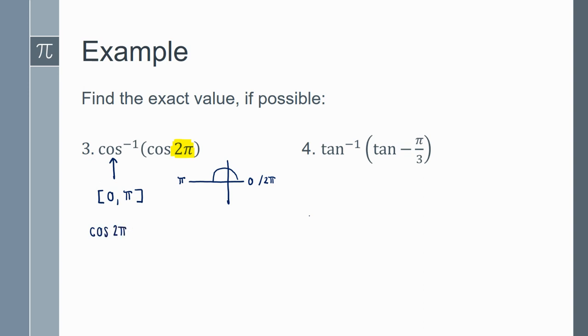I need to figure out what is the cosine of 2 pi. Well, if you think about your picture, though, 2 pi is a quadrantal angle. That means I need to think about this ordered pair. That ordered pair is at 1, 0, and cosine is always the first number in the ordered pair. So that means that 1 is going to be that value. So I really need to figure out what is the inverse cosine of 1.